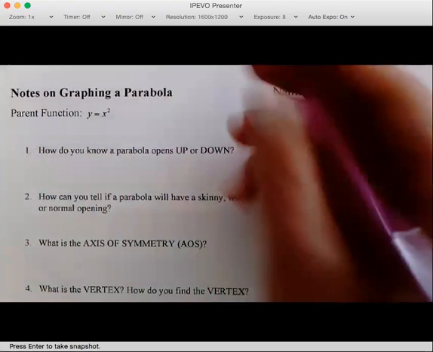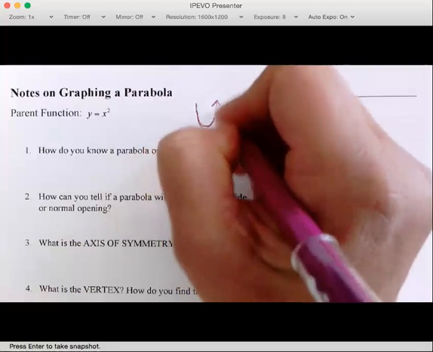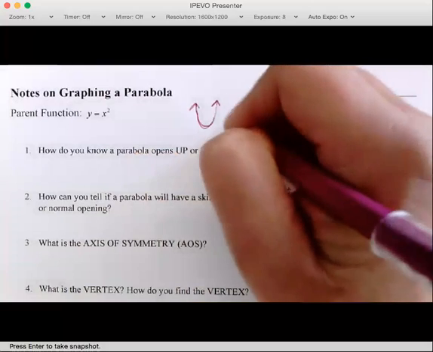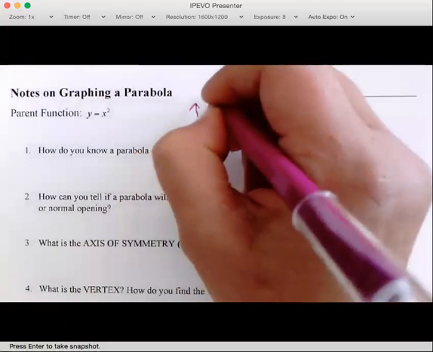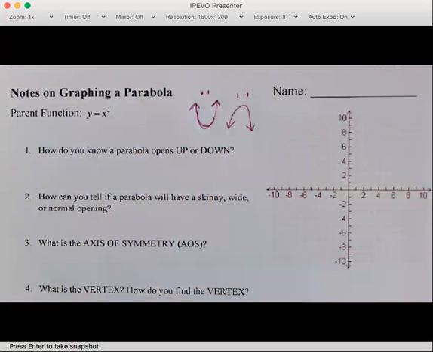So the first thing I want to talk to you about is what is a parabola. A parabola is going to form a U shape, and it might go up or it might go down. And we'll talk about why, how do you know it's going to go up or down? I think of this as a happy face, and this is my sad face. And why would it be happy versus sad? We'll get into that in this one here.